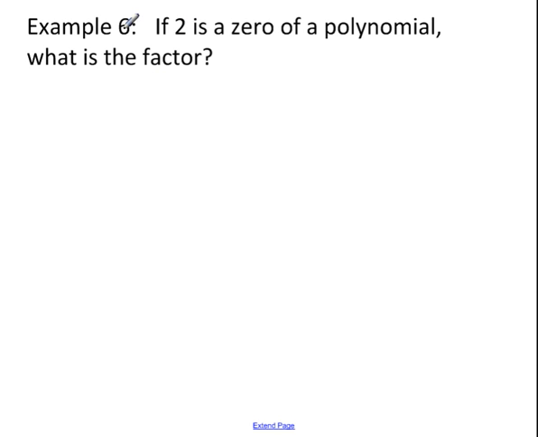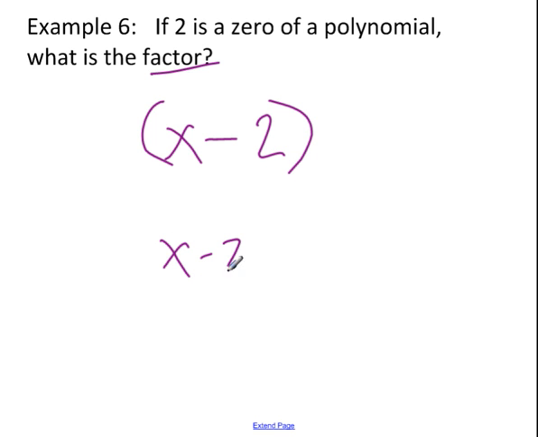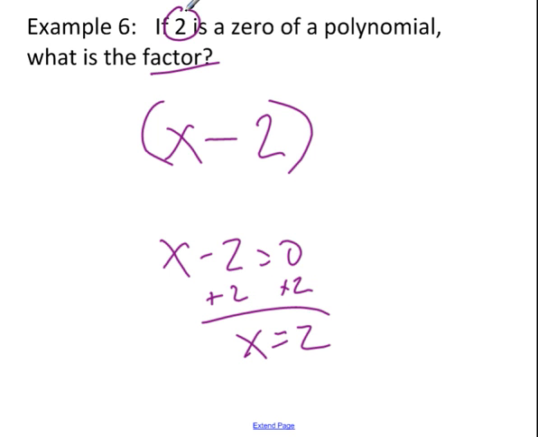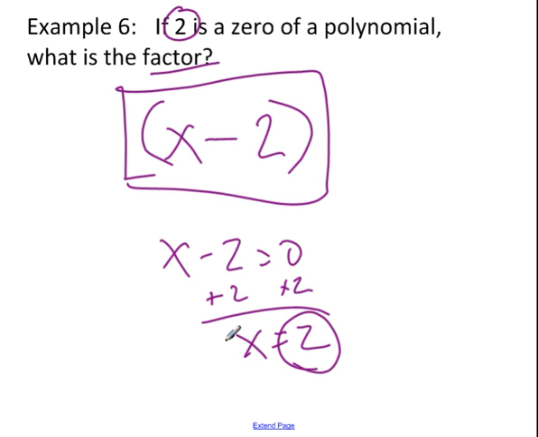Moving on here. Example number 6. It says 2 is a zero. What is the factor? The factor means what is the parenthesis group that that's associated with. Well, if it's a positive 2, that means the factor is always going to be the opposite, negative. So we're going to write x minus 2. Because if we did x minus 2 equal to 0, we would add 2 to both sides, and we would get x equals 2. And that's why this is the zero, but this is the factor.